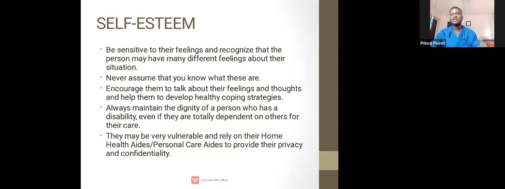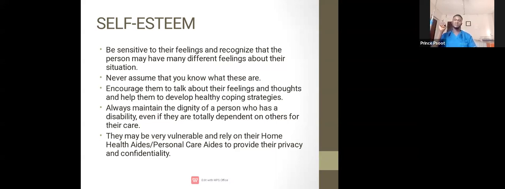We are sensitive to their feelings and recognize that the person may have different feelings about their situation. Never assume. Be sensitive to their feelings, because most of them feel down, rejected, neglected or dejected. Don't make them believe that they are what they look like. Encourage them to talk about their feelings and thoughts and help them develop healthy coping strategies.